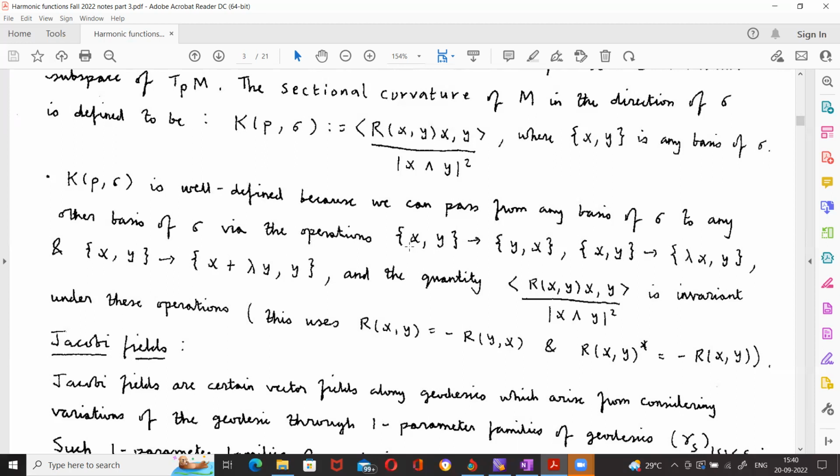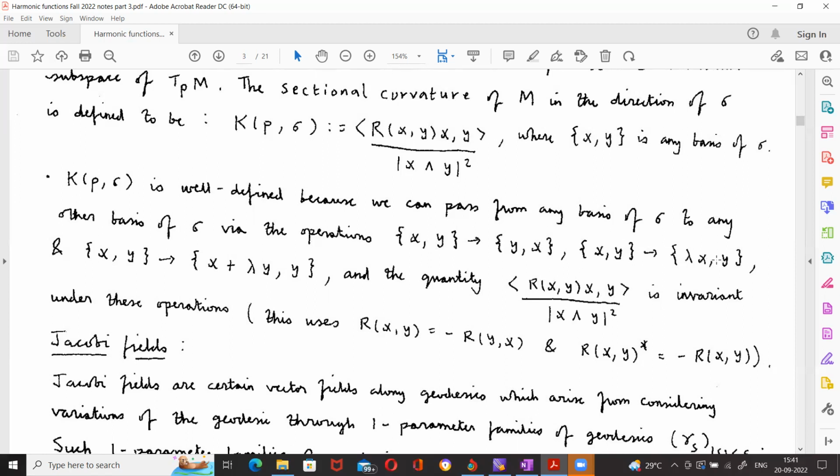Now, when I go from one basis to the other via these operations, it's not hard to see that this quantity is invariant under these operations. For example, if I interchange x and y, what happens? This R(x,y) will be replaced by R(y,x), with the inner product of R(y,x) acting on y with x. Now R(y,x) is minus R(x,y), so this will become minus R(x,y) acting on y and then x. And then the minus R(x,y), I can shift to the other side by the skew symmetry. It will become R(x,y) acting on x, inner product with y. So it's invariant under this.